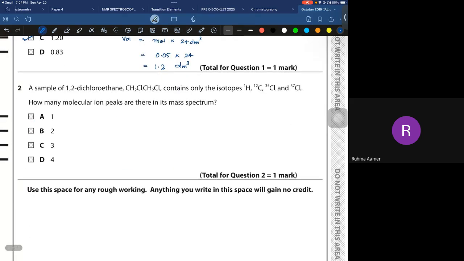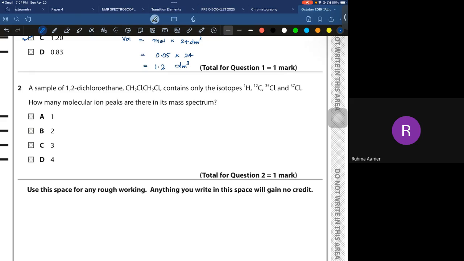Yes. A sample of 1,2-dichloroethane contains only the isotopes H1, C12, Cl35, and Cl37. They are asking how many molecular ion peaks are there in its mass spectrum? How many molecular ion peaks? Three. Yes.